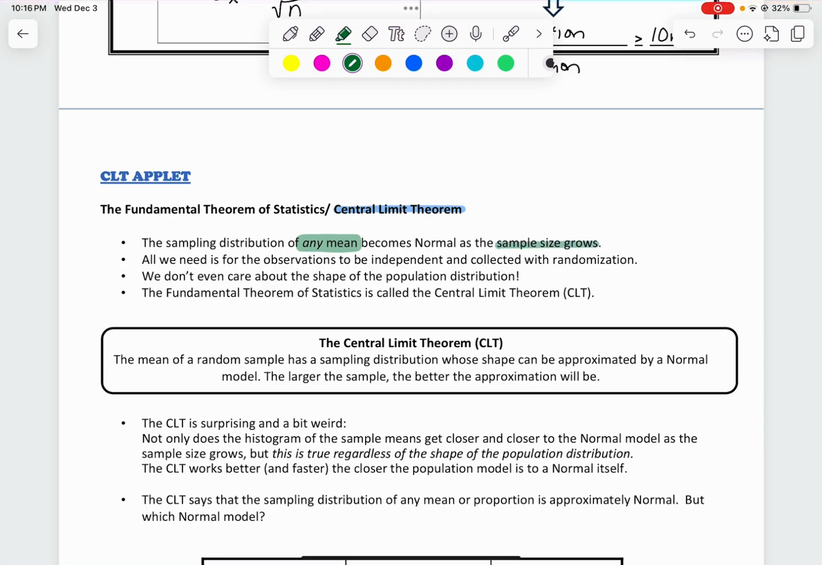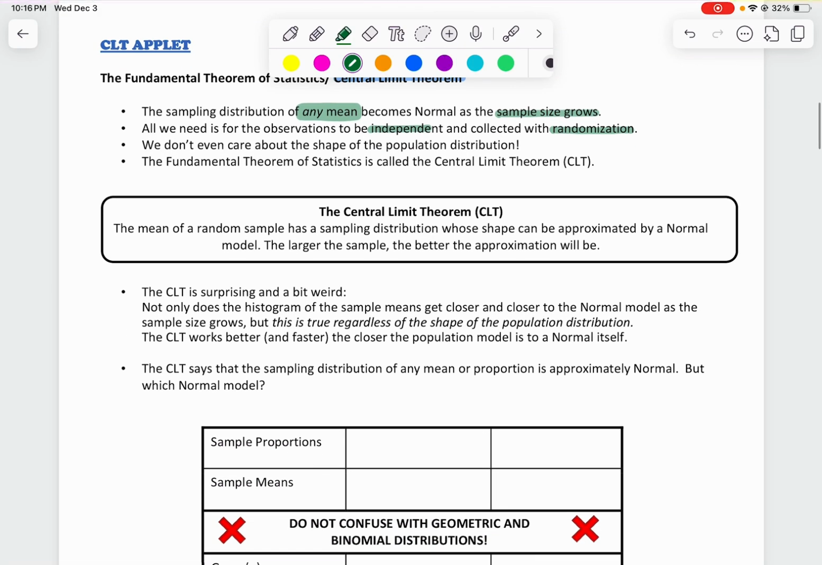And all we need is for the observations to be independent, and they have to be collected with randomization. Those were the conditions we were talking about before: independence, randomization, is your sample size large enough? We don't even care about the shape of the population, because as long as your sample size is large enough, the central limit theorem will hold. Basically, the cutoff for the central limit theorem, in terms of how big the sample needs to be, is that your n has to be greater than 30. 30 seems to be the consistent cutoff. Some textbooks say 40. I think 30 is a safe bet for the sample size that would apply the CLT to make it work.